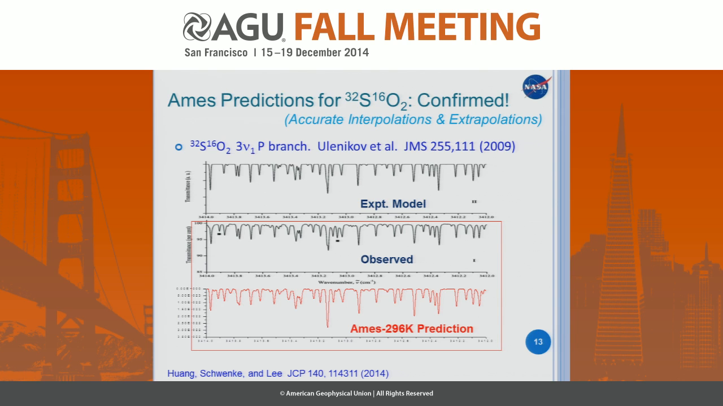A second example at higher energy, 3400 wave number, that's a 3 nu1 P branch band. Observed spectrum in the middle, our predictions at the bottom. All the main features, one by one, peak by peak.